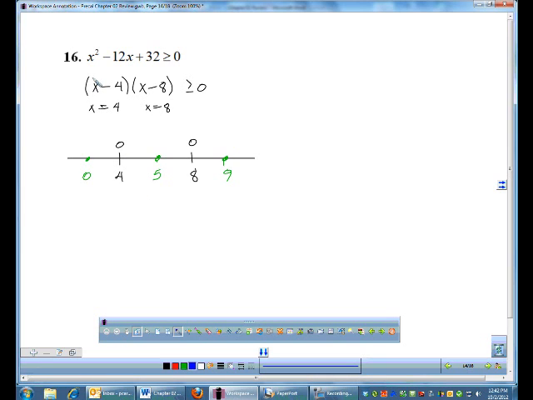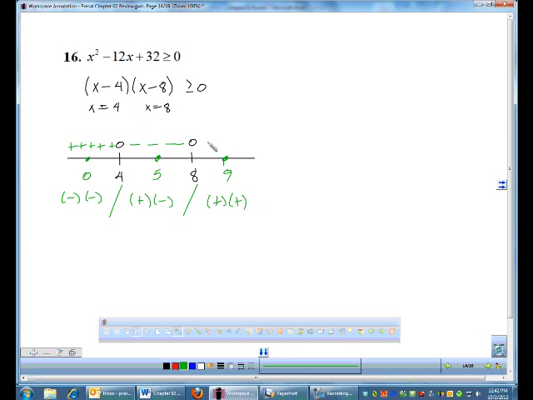They're roots, x-intercepts. And if I plug in 0, I like to plug into the factored form. 0 minus 4 is negative. 0 minus 8 is negative. Multiply two negatives, you get a positive. Plug in 5. 5 minus 4 is 1, which is positive. 5 minus 8 is negative. Plug in 9. 9 minus 4 is positive. 9 minus 8 is also positive. Multiply two positives. So I do my number line, and then we look at the inequality.